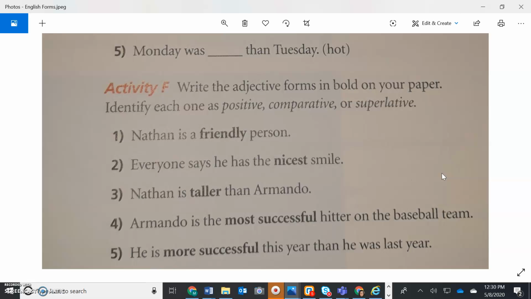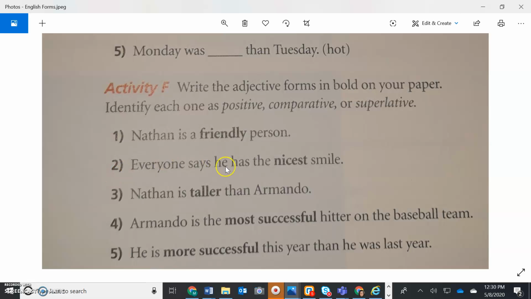Up above number 1. Now write on your paper F. It says write the adjective form in bold on your paper. Identify each one as positive, comparative, or superlative. So for now, let's just write the words down, and then we'll go back and do that, okay? We haven't covered positive, comparative, or superlative yet, but do me a favor. For number 1, just go ahead and write the word friendly. F-R-I-E-N-D-L-Y.